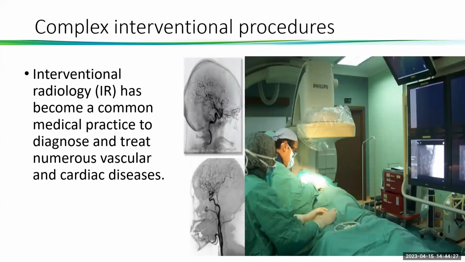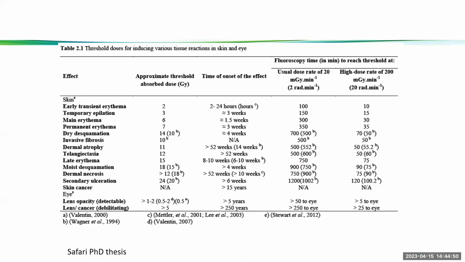So in radiology, interventional radiology procedures have also become more and more common to treat various vascular and cardiac diseases. As the treatment techniques become more and more complex, the treatment time and the radiation exposure to patient and staff are also increasing. This is also one of the procedures that could likely induce high doses that could induce tissue reaction in the skin, as well as in the eye lens, which is radiation-induced cataract.